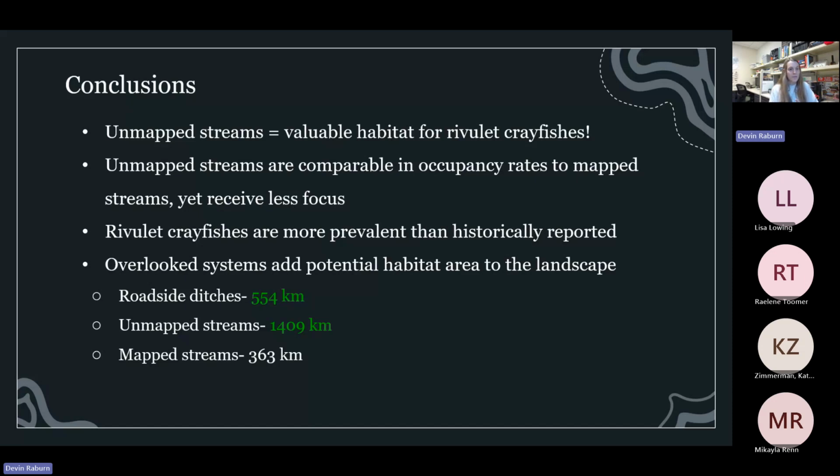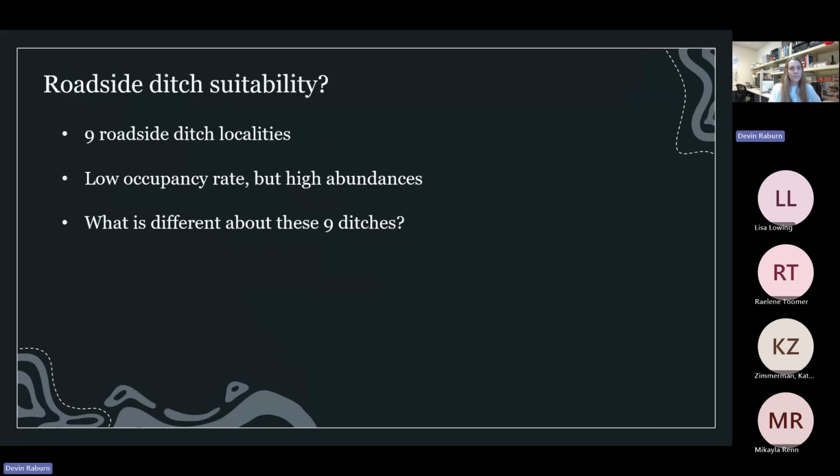So just within my 5 HUC 12s, the roadside ditch system adds 554 kilometers. Our unmapped stream layer adds 1,400 kilometers. And then if we compare that to the mapped streams, they only have 363 kilometers of stream length. So these overlooked systems are adding a lot of potential habitat area that we can see are valuable to our rivulet crayfishes.